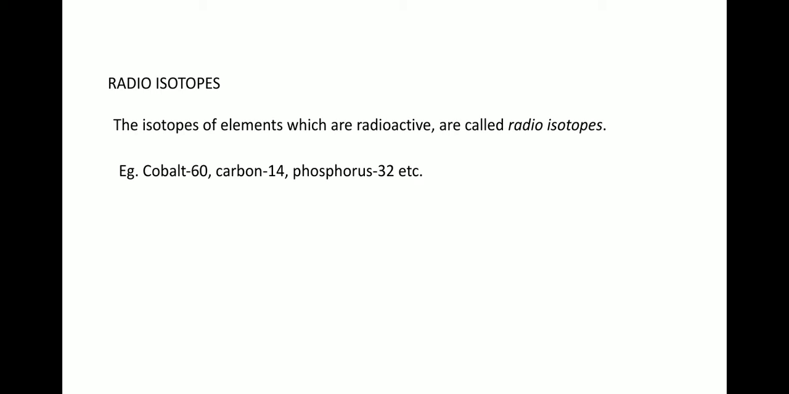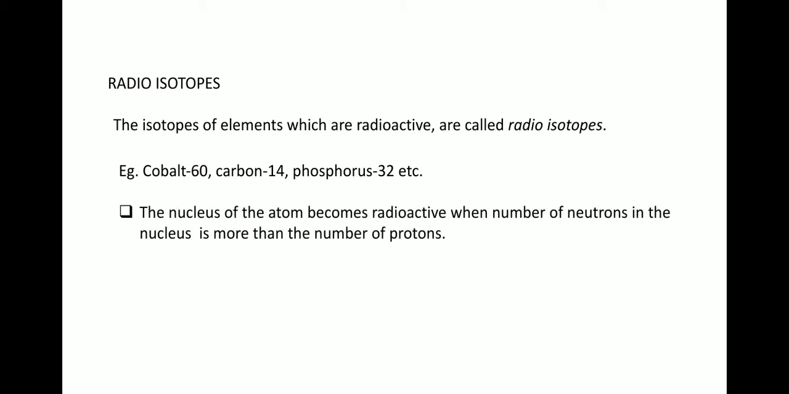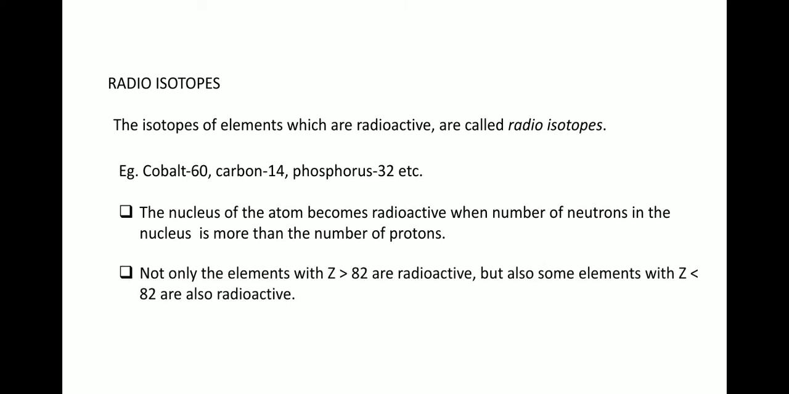Here you need to remember that the nucleus of the atom becomes radioactive when the number of neutrons in the nucleus is more than the number of protons. And not only the elements with atomic number greater than 82 are radioactive, but also some elements with atomic number less than 82. For example, you can see the examples out here: cobalt, carbon, phosphorus. These are the elements with atomic number less than 82.